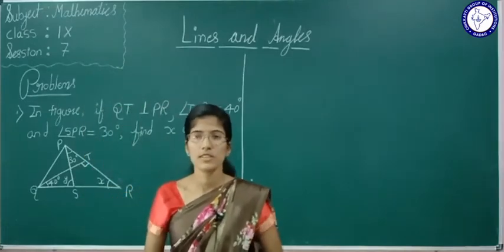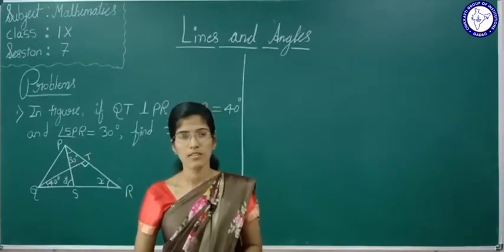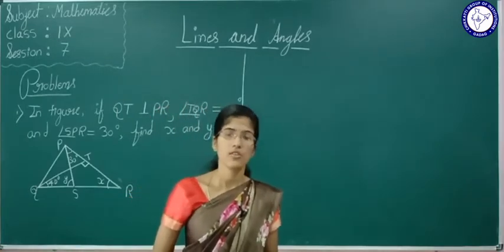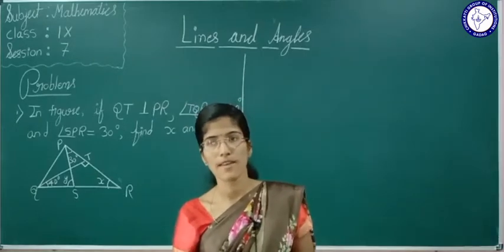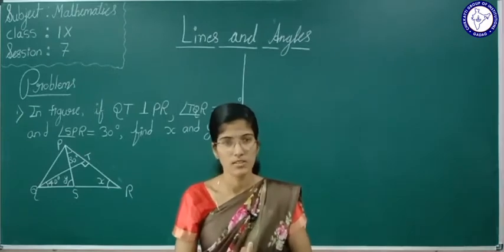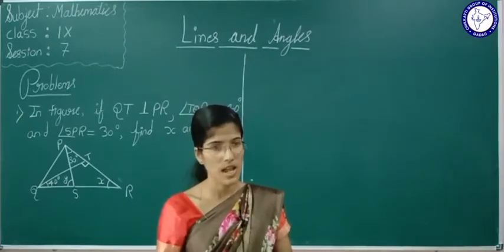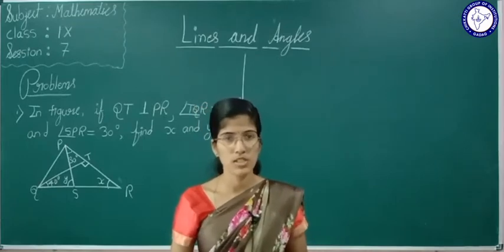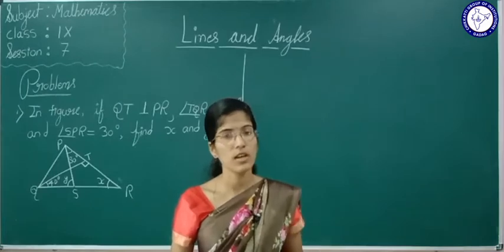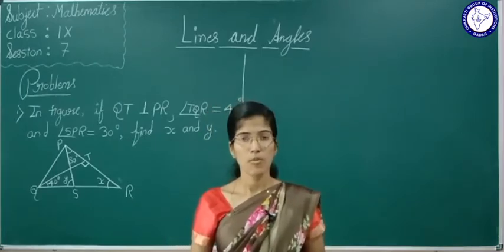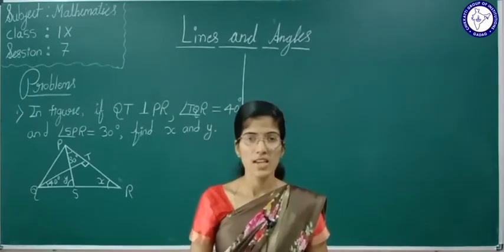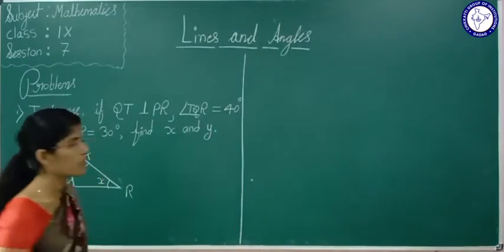Good morning, students. In the last class, we discussed two theorems: that the sum of the angles of a triangle is 180 degrees, and that if a side of a triangle is produced, then the exterior angle so formed is equal to the sum of the two interior opposite angles. Based on this, in today's class we are going to solve word problems.